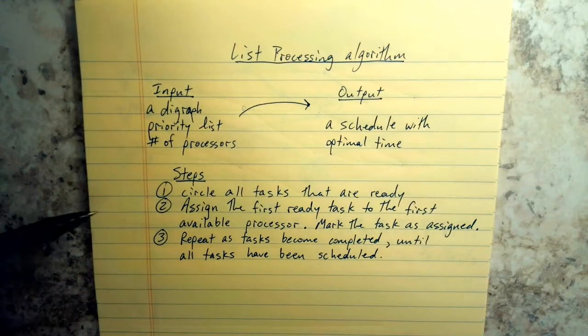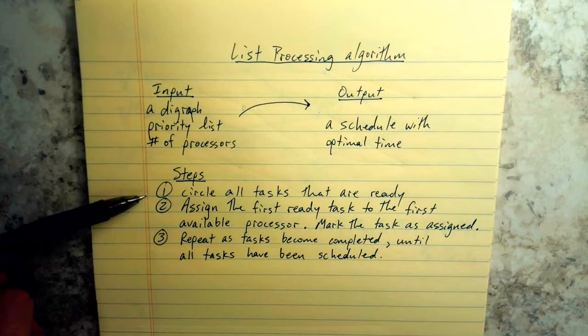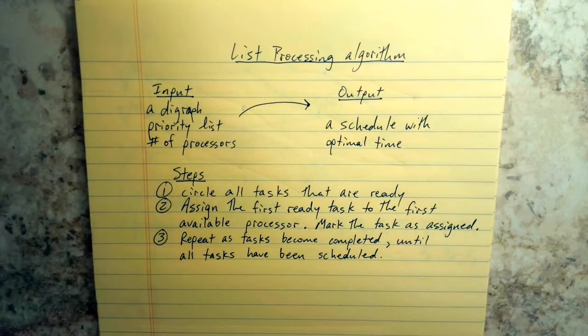steps. The first thing you do is you go to your priority list, and in correspondence with the digraph, you decide which tasks are ready, and then you circle all the tasks that are ready. That indicates that they can be put in the schedule at the current time.